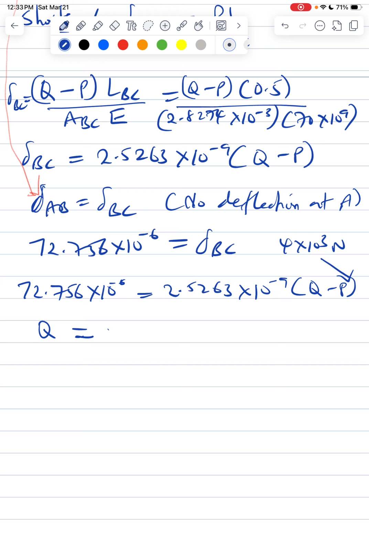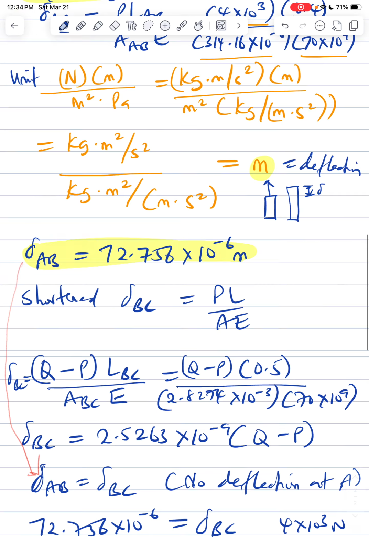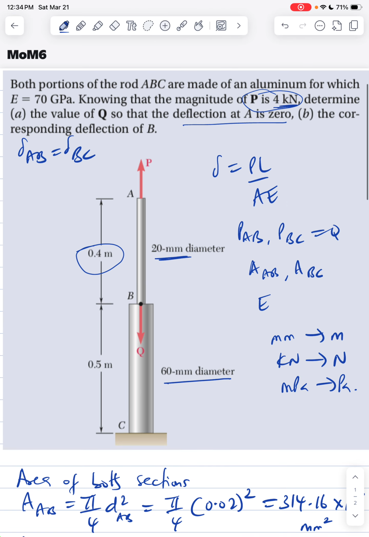So if we have P here, then you can pause the video and compute what Q is, but you will get Q to be 32.8 times 10 raised to the power 3 newtons, or in kilonewtons, 32.8 kilonewtons. So you can see that P is 4 kilonewtons, but Q is 32.8 kilonewtons. They are different, but overall the deflection is the same because the diameters are also different, with different distances. So the value of Q has been computed.